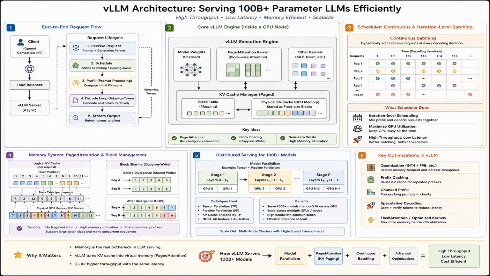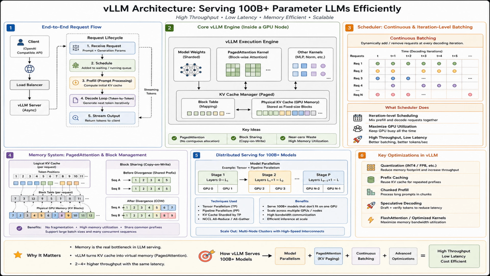A block table handles the mapping. Additionally, block sharing is used for sequences with common prefixes using a copy-on-write strategy. This eliminates fragmentation, improves memory utilization, and allows many more concurrent sequences.